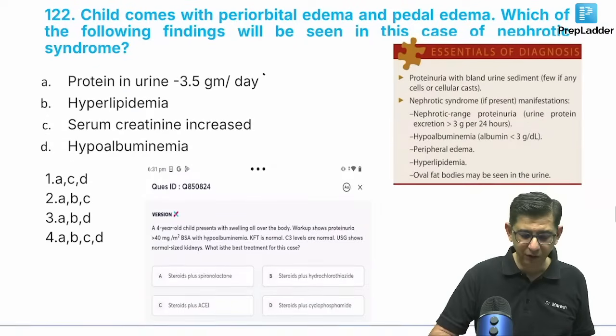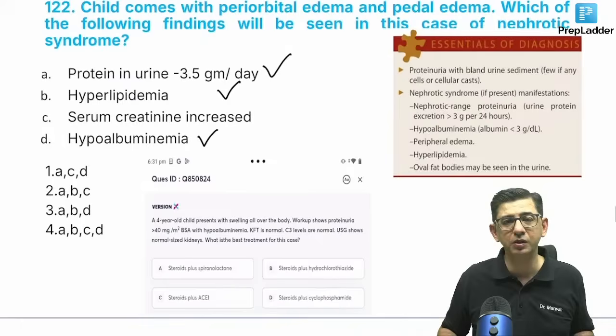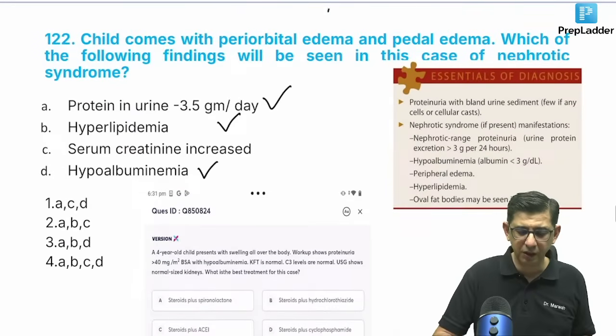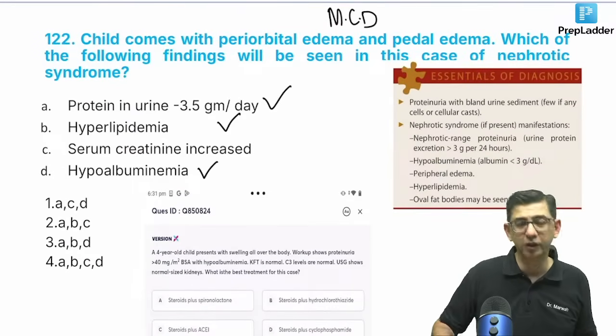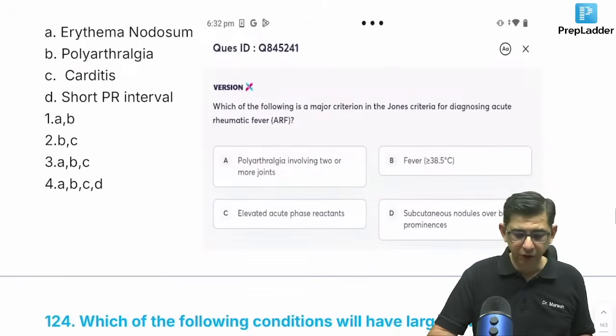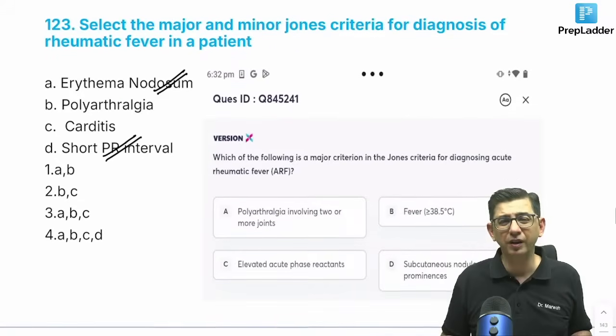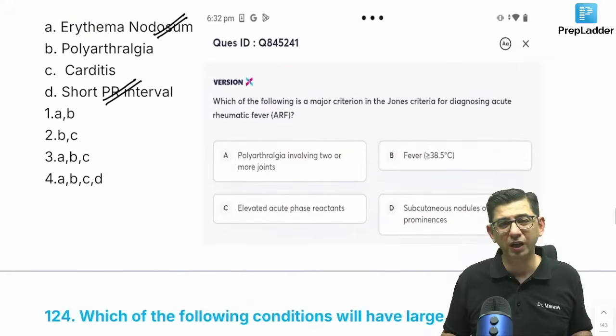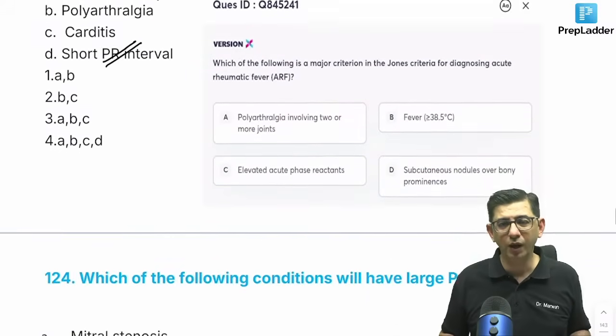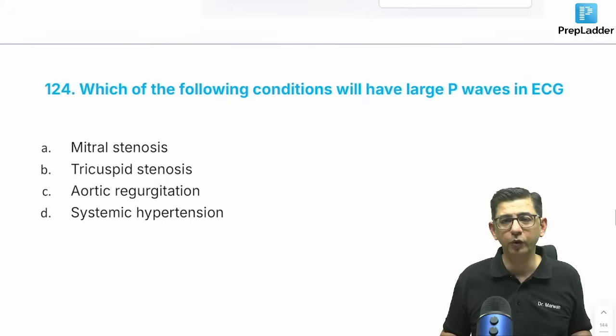Then is nephrotic syndrome. So proteinuria, hyperlipidemia, and hypoalbuminemia would be present. 3 options, right? Creatinine, minimal change disease. So in minimal change disease, the serum creatinine of the patient would be normal. Then we don't have erythema nodosum. We don't have a short PR interval. The remaining 2 are perfectly right for Jones criteria, pretty standard questions. Rheumatic was very manageable this time. No hanky-panky business for how long would you give prophylaxis.